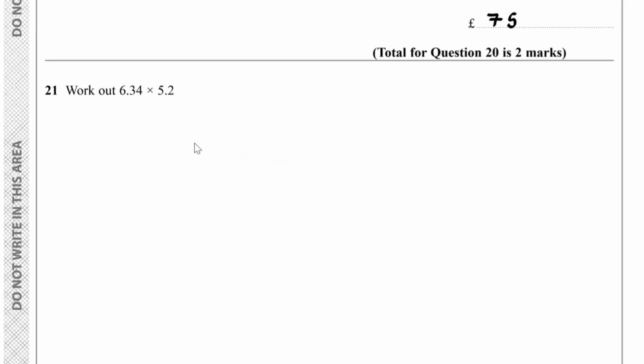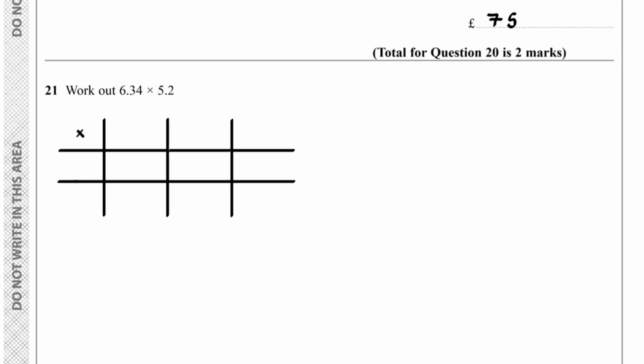Question number 21, we have to work out 6.34 times 5.2. Let's use the grid method. We can rewrite the 6.34 as 6, 0.3 and 0.04. And then the 5.2 we can write as 5 plus 0.2.